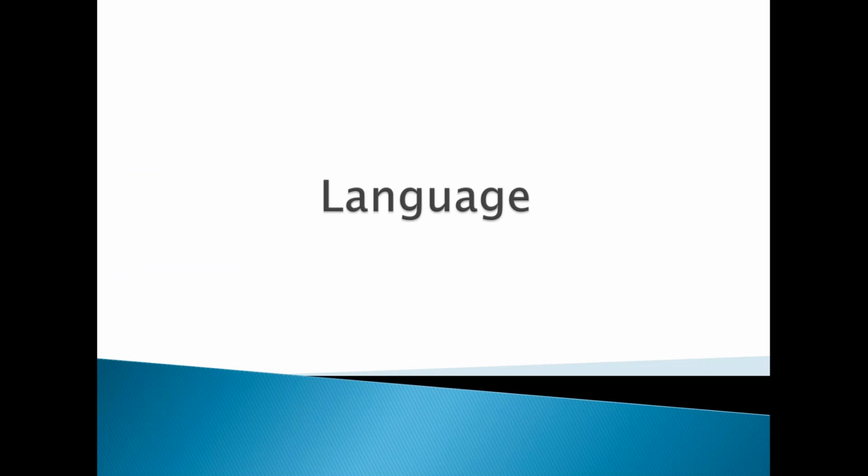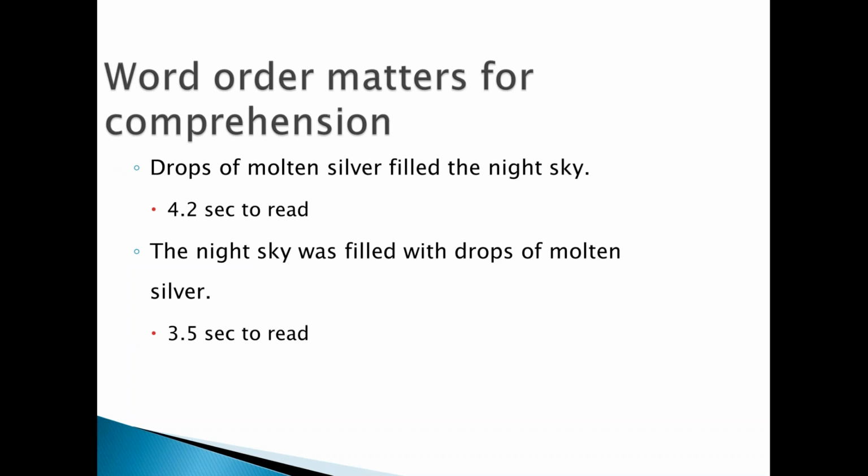So now let's talk about the language on your website. Word order matters for comprehension. So we have these two exercises here, and we actually tested this with users. And so we had users say both sentences, and we recorded how long it took for them to read each sentence. So drops of molten silver filled the night sky. Okay, that took 4.2 seconds to read. The next sentence, the night sky was filled with drops of molten silver, reads a lot better. The word order is better. It's better comprehension. And it only took 3.5 seconds to read.